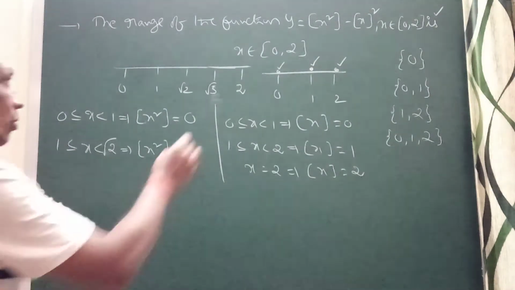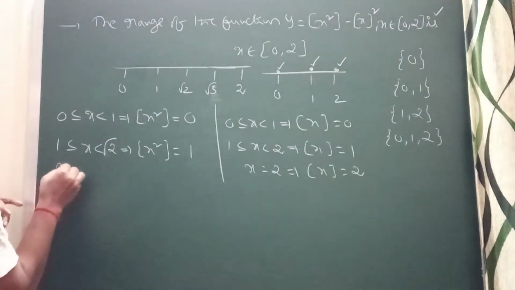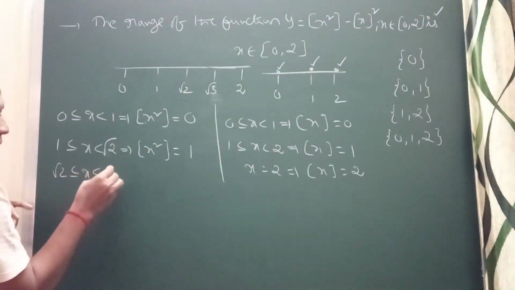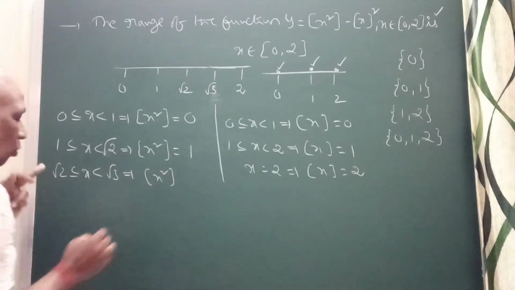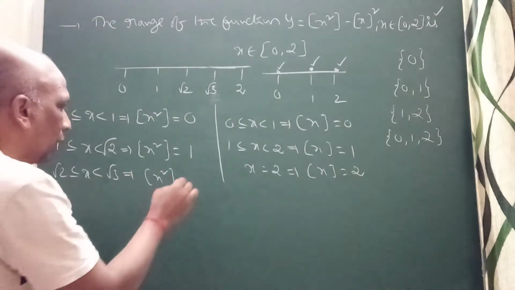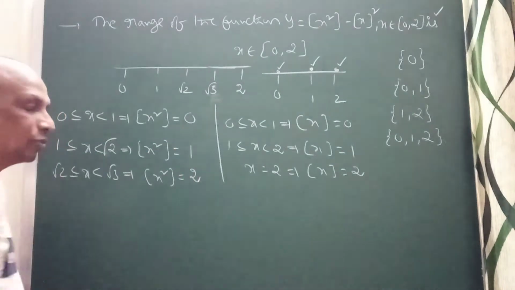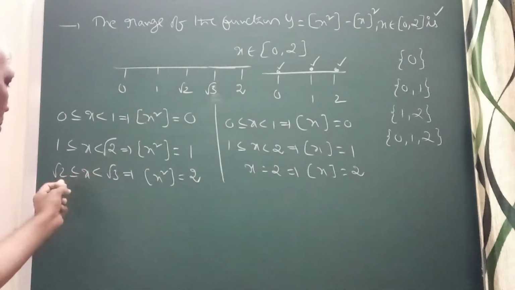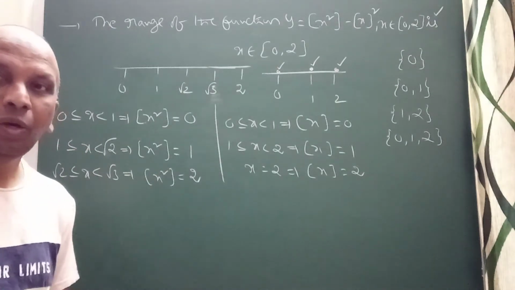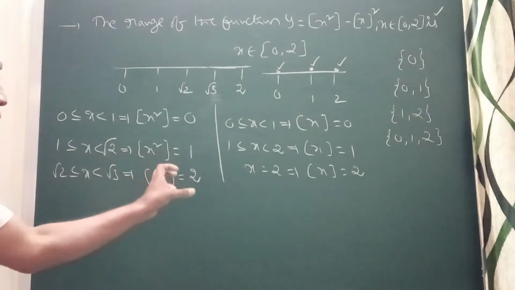Suppose you think between root 2 and root 3, that is root 2 less than or equal to x less than root 3. What is step of x square? When x is root 2, x square is 2, so step of x square is 2. Whatever value you start with, the square of it will always give 2.